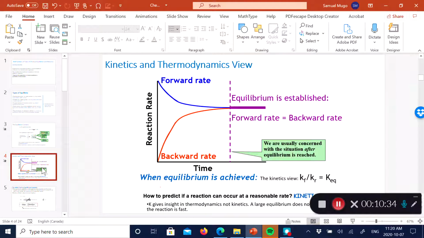This equilibrium really refers then to this steady state, where the forward rate is equal to the backward rate. All right. So equilibrium refers to the point or the time at which the forward rate of the reaction is equal to the backward rate of that reaction. Okay.